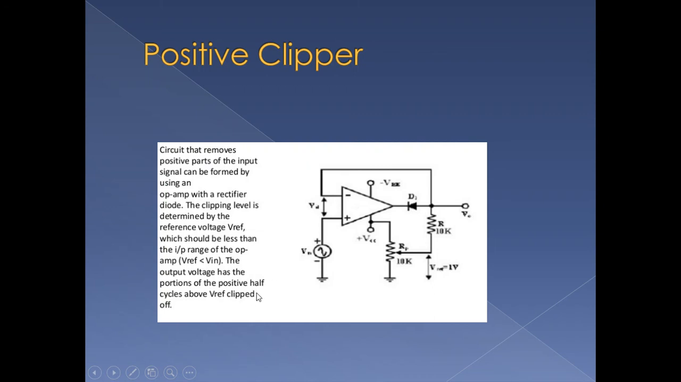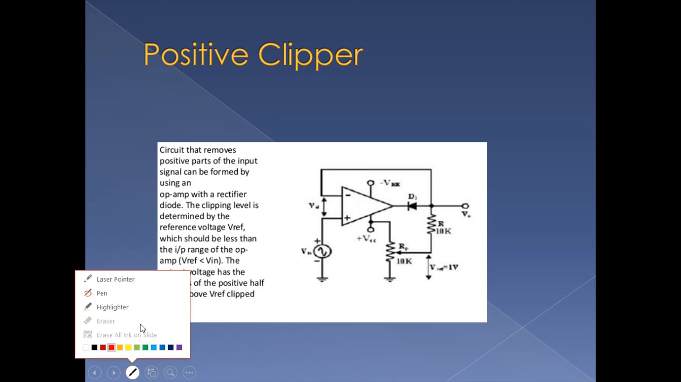Welcome to everyone. Today we are going to see about the clipper. There are two types: one is a positive clipper and the other one is a negative clipper. We are going to see the operation of the positive clipper. So this is the diagram of the positive clipper.